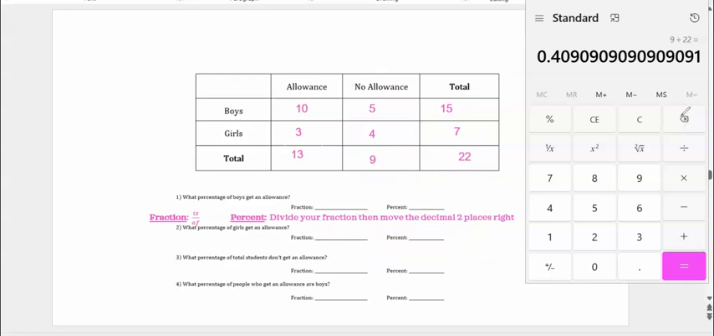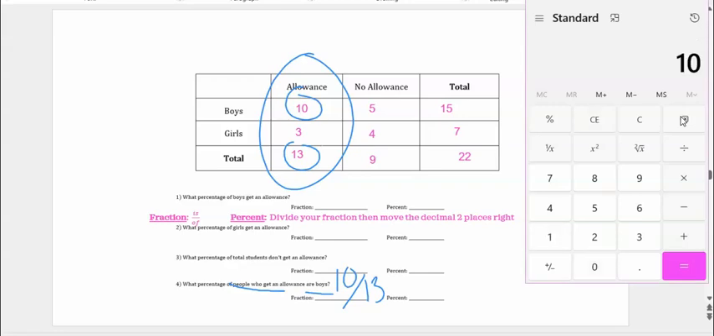All right, last one on this screen for me, and then I'll do the bottom and we'll finish off the front. So what percentage of the people who get an allowance, that's your bottom number, of the people who get an allowance. So kids who get an allowance, total is 13. What percent of those kids are boys? There's 10 in that group. So I'm going to do 10 divided by 13, which is 0.769. So move the decimal 2 places, and that's 76.9. I'm going to say 77.